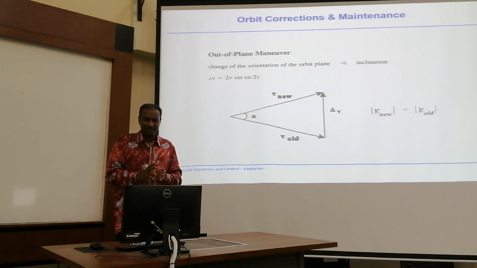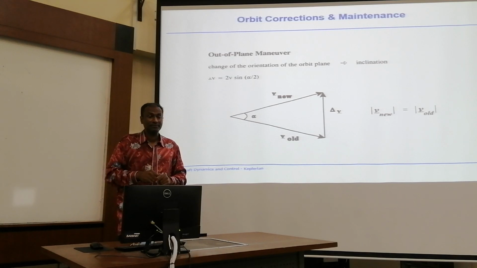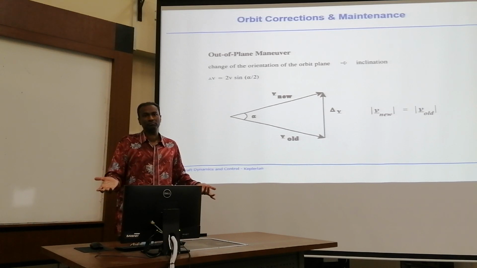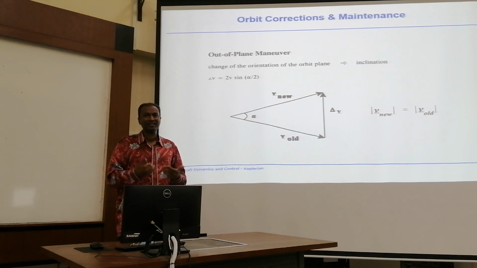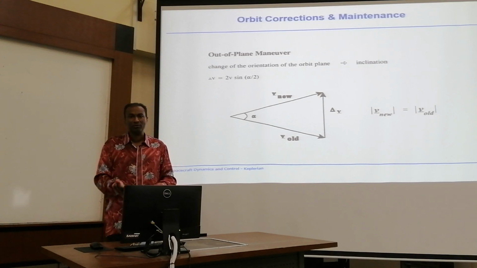Everything is interconnected. Now, remember this: if you are not in the right orbit, even your attitude control is not going to help you. It's not going to help you. So you must be in the right orbit. So for the right orbit, we need to correct the orbit.